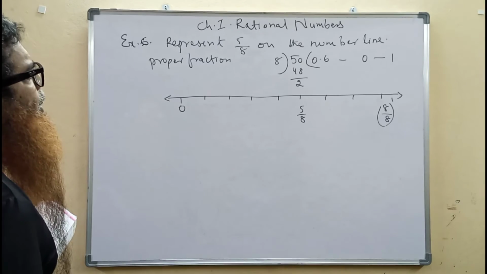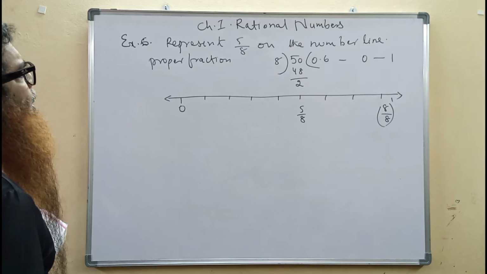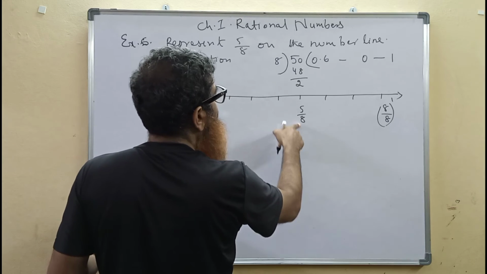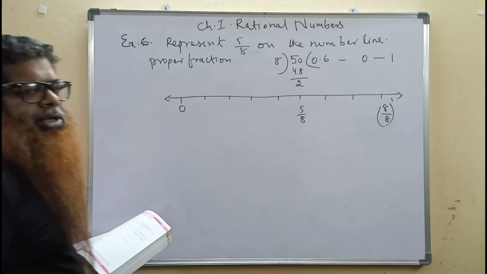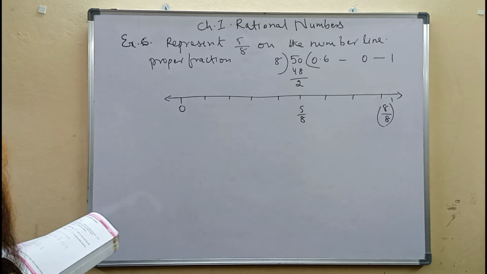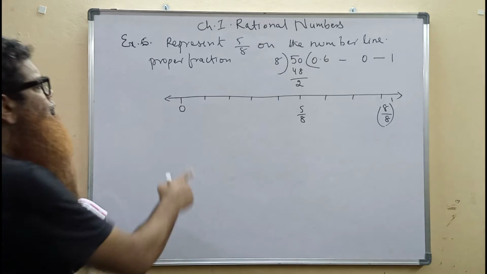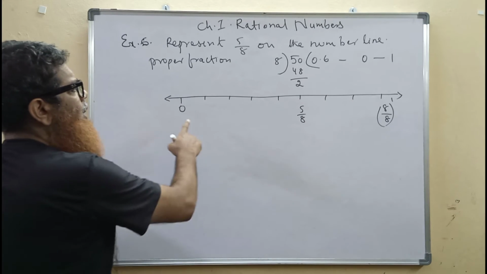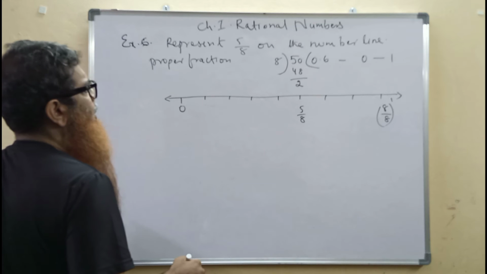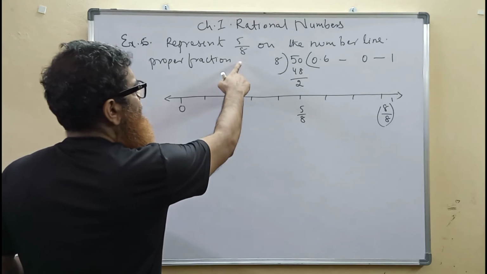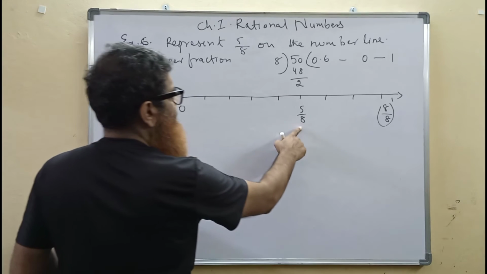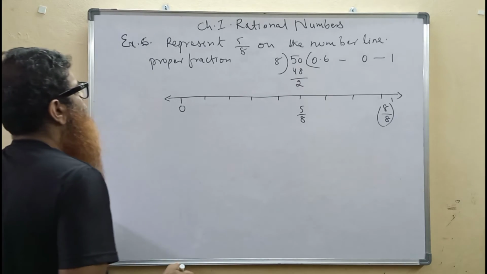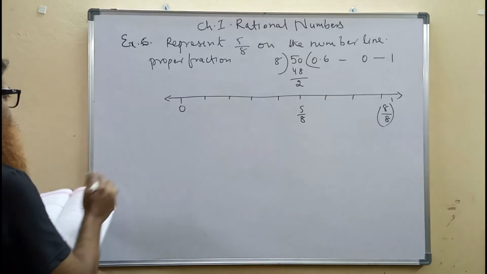This is how we mark any number on the number line. We were to mark 5 by 8 on the number line. We found out that 5 by 8 is equal to 0.6 plus remainder, that lies in between 0 and 1. We started with 0 and went on to mark until 1, and we marked 8 equidistant points from 0 to 1, because 8 is the denominator here, and the fifth point was the required point on the number line, which is 5 by 8. Now let's go to the next example.